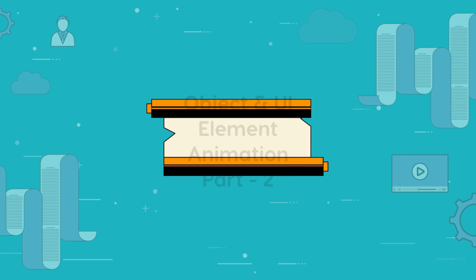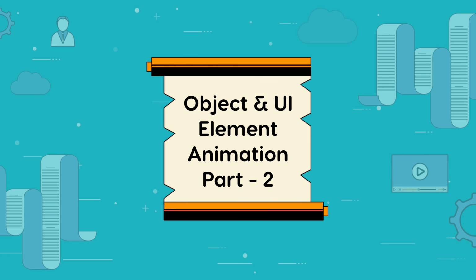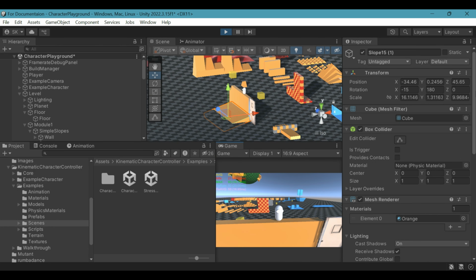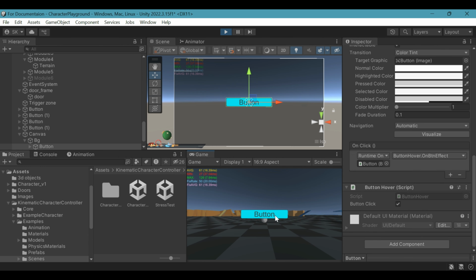In the last tutorial, we created an automatic door animation. In this second part, we'll build on that by animating a 3D object and creating a cool button hover effect for UI elements. Let's get started.